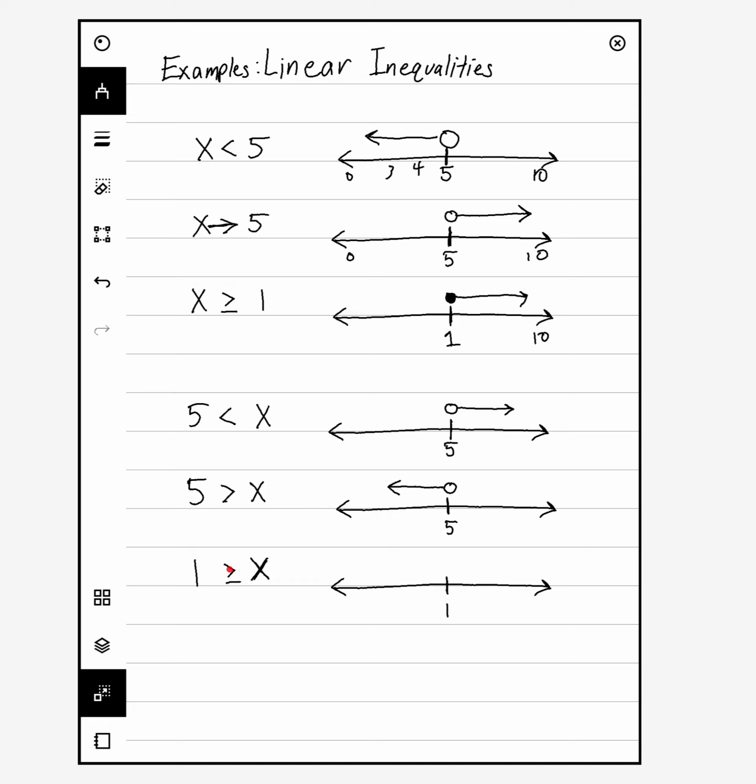Okay, how about for this last one? We have 1 is greater than and equal to x. So since we're including 1, we're going to have a closed circle. And since the symbol opens up towards the 1, that means that 1 is going to be the bigger one. So 1 is greater than or equal to x, or x is less than and equal to 1. So which way is x going to be? This side or this side? Well, we just said x is less than or equal to, right? So that means less than.